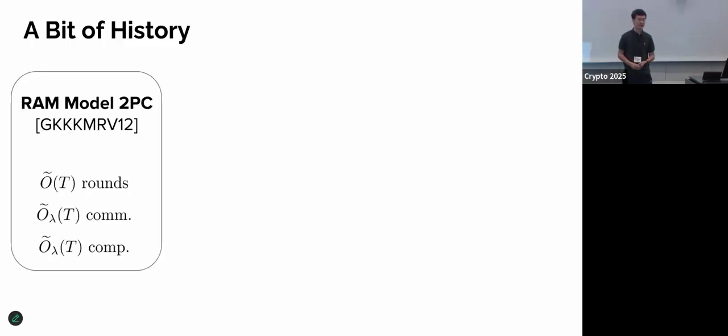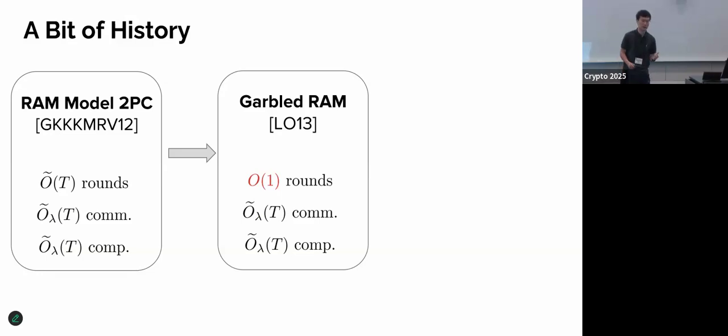So before I move on, let me introduce a bit of the history. In about 2012, people first came up with the idea of RAM model two-party computation. Basically, how two parties can collaboratively compute a RAM program without revealing their inputs to each other. An efficiency issue with this early approach is that the round complexity depends on the runtime of the program. Basically at every time step, the parties need to make several rounds of communication, and it's very costly.